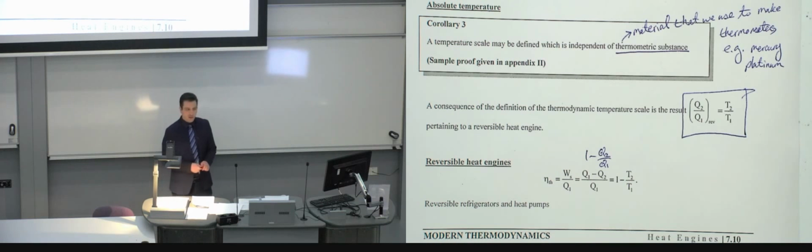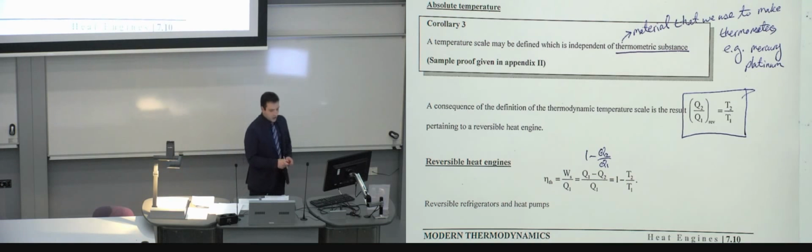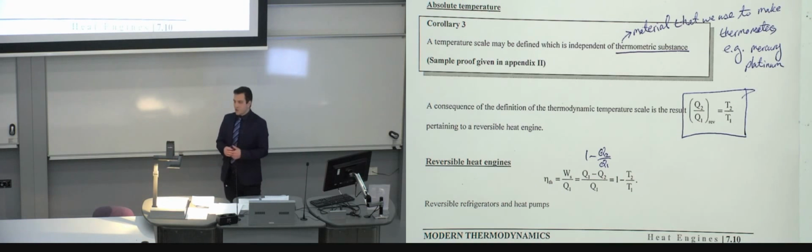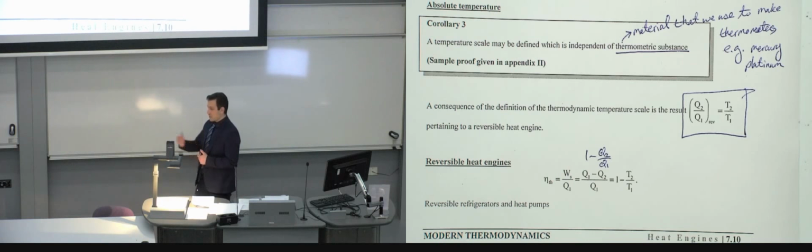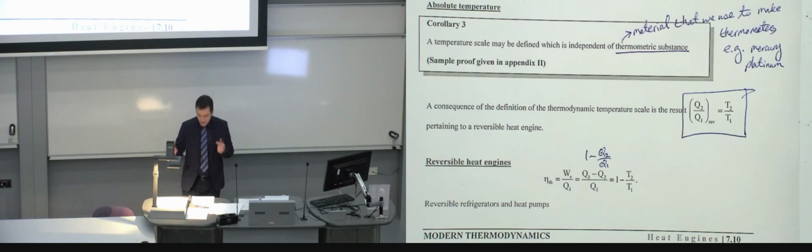It's important because this means that in a lot of situations, you don't have to be given the value of the heat supplied or rejected. As long as you have the temperatures, and as long as your heat engine is reversible, then you can work out the efficiencies.